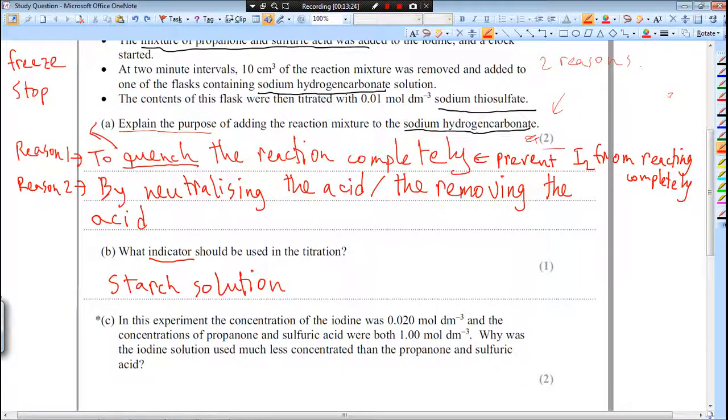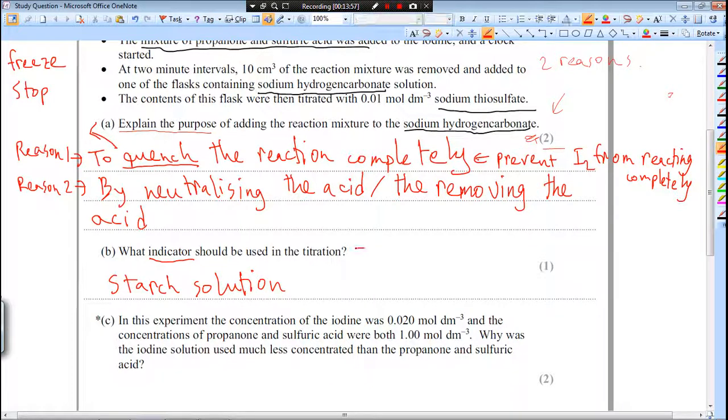So here the question arises once again: why should we use starch? As you can see, it can detect the presence of iodine. If a small amount of iodine is present in the reaction, it would give a significant color change. Okay, so that's why we are using starch solution.